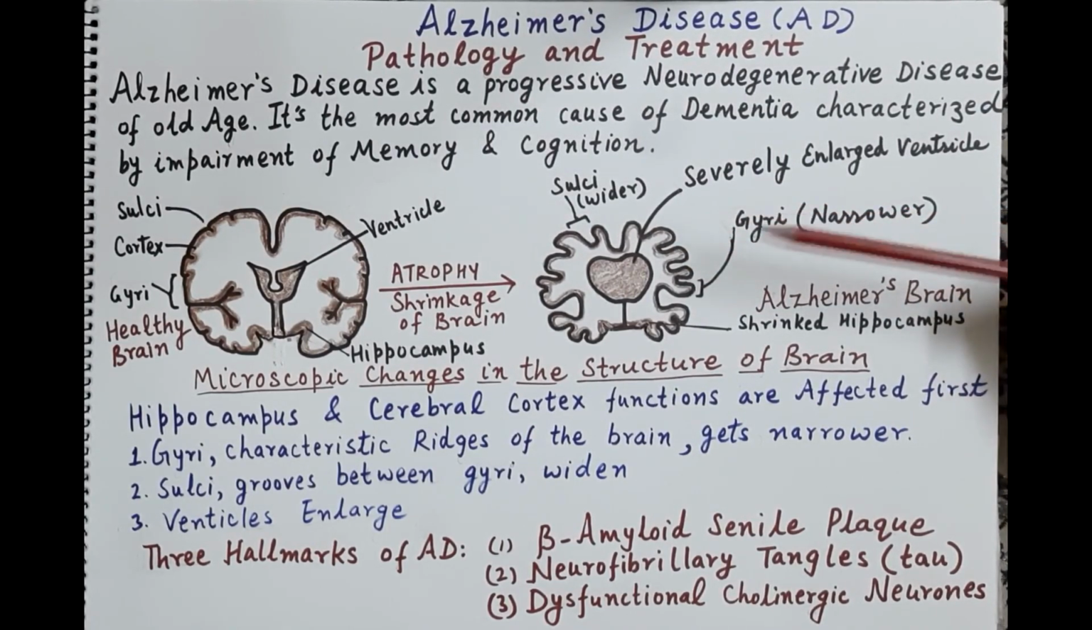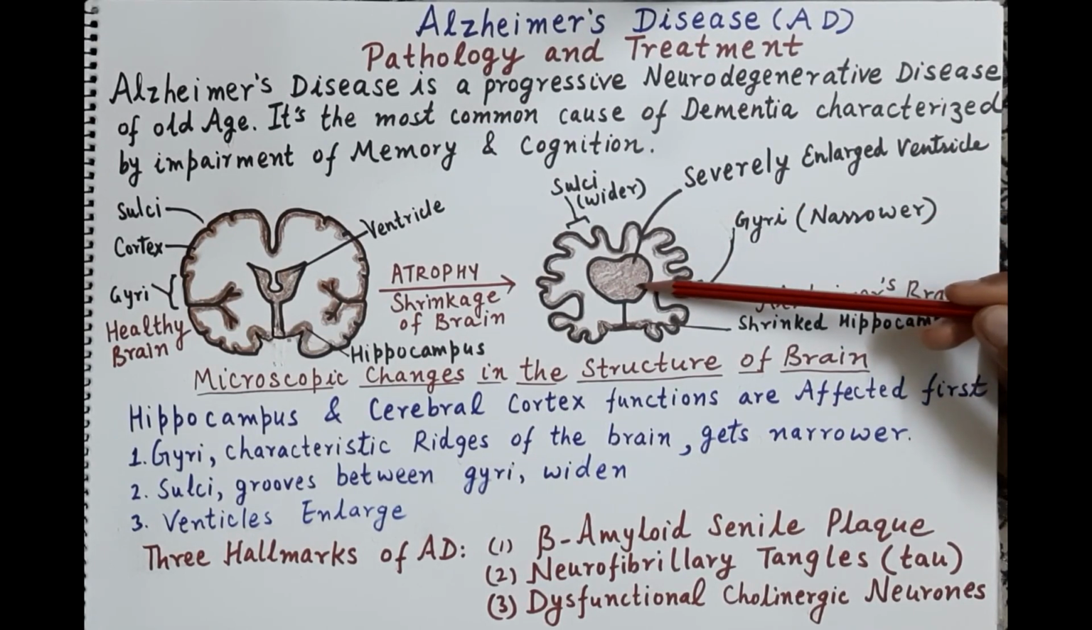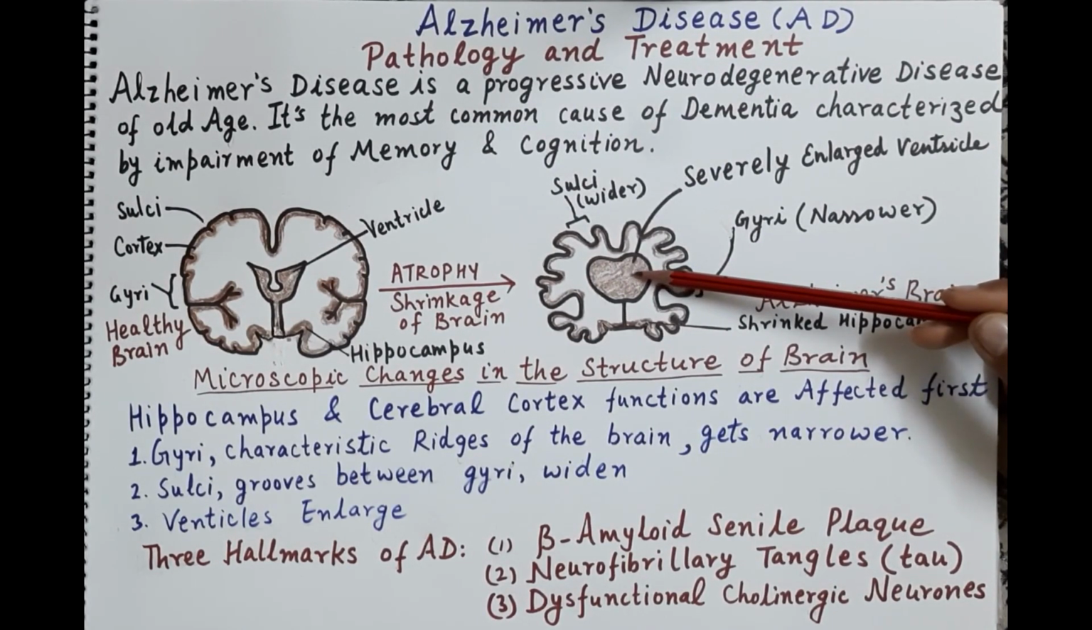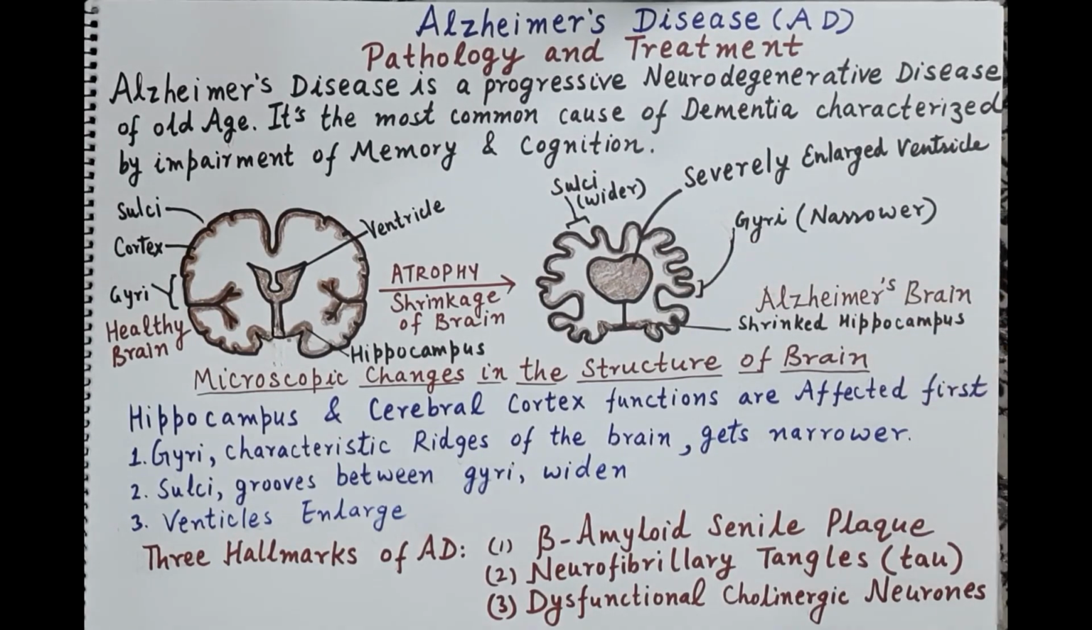And apart from this, the ventricles found in the brain get severely enlarged. They get severely enlarged because of the shrinkage of the brain tissue, because of the neurodegeneration and the death of the nerve cells. Now, there are three hallmarks of Alzheimer's disease.